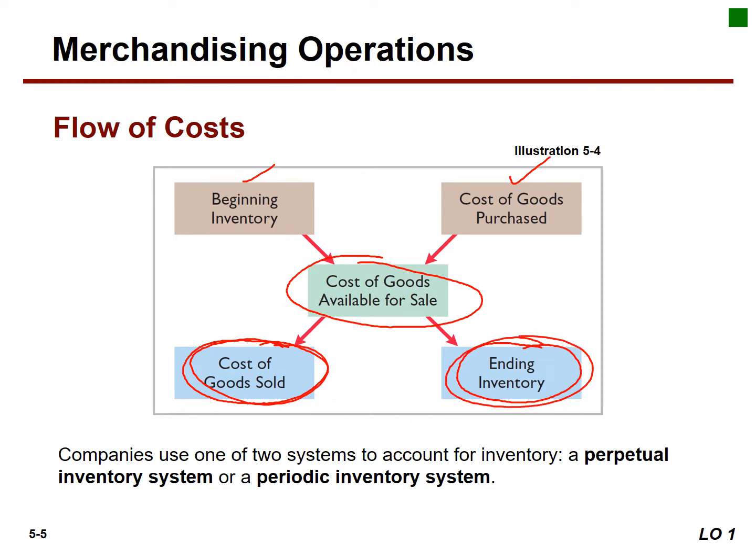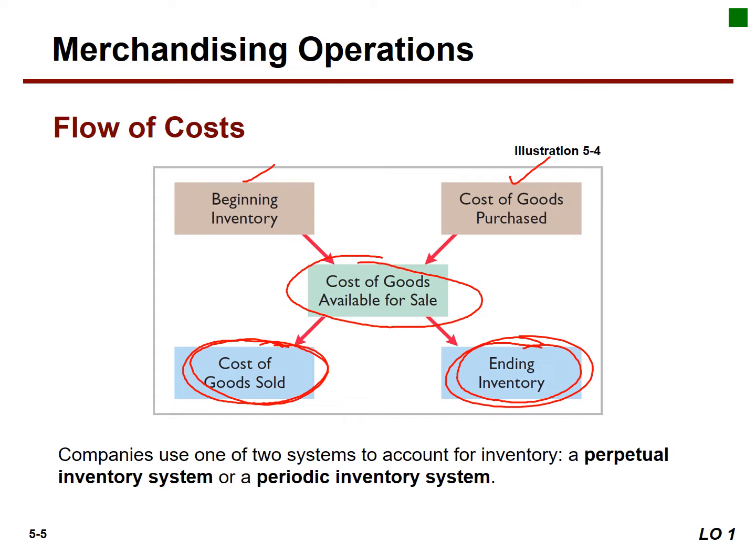Two ways a business can keep up with its inventory. One's called a perpetual inventory system, and one's called a periodic inventory system. Our focus is going to be on our perpetual inventory system, but we're also going to talk about the periodic system.